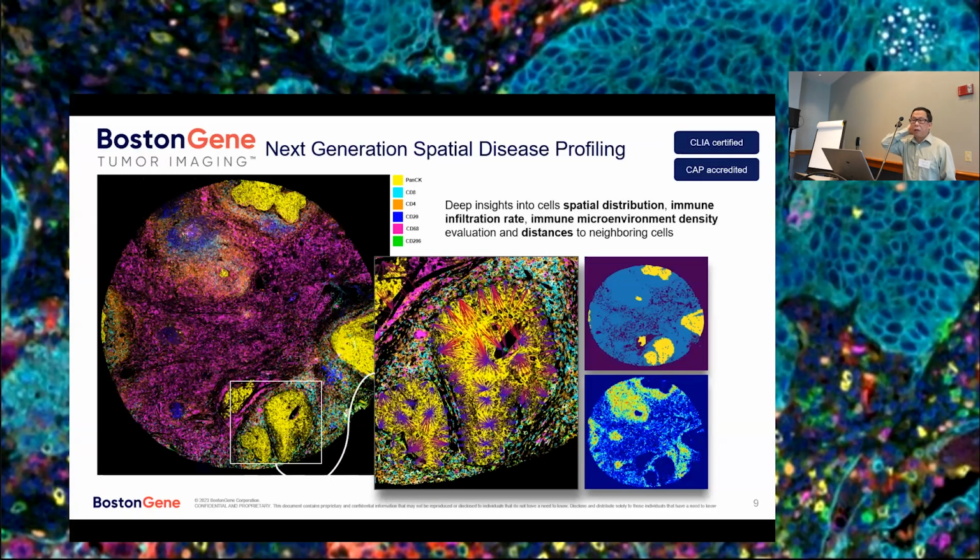So here I would like to talk about when we provide this tumor imaging, we will have this ready to provide to clinics. And here is what's planned to be included in that offering. So we have all this staining of the tumor tissue, and then we'll provide detailed information about the spatial distribution of immune cells and this microenvironment density, etc., etc.